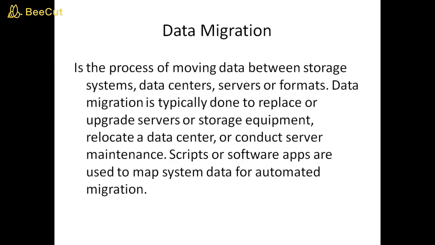Data migration is the process of moving data between storage systems, data centers, servers or formats. Data migration is typically done to replace or upgrade servers or storage equipment, relocate a data center, or conduct server maintenance. Scripts or software apps are used to map system data for automated migration.